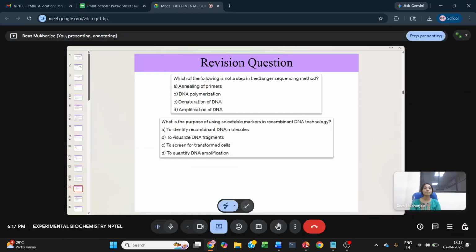Okay. Now we have two more questions. Which of the following is not a step in the Sanger sequencing method? Annealing of the primers, DNA polymerization, denaturation of DNA, and amplification of DNA. So which of these do not happen in Sanger sequencing?